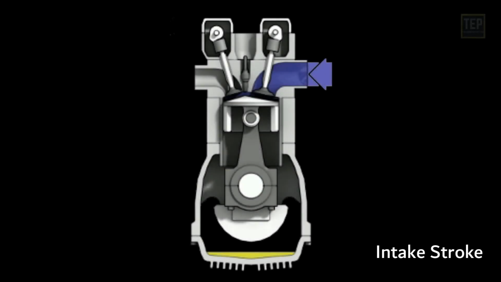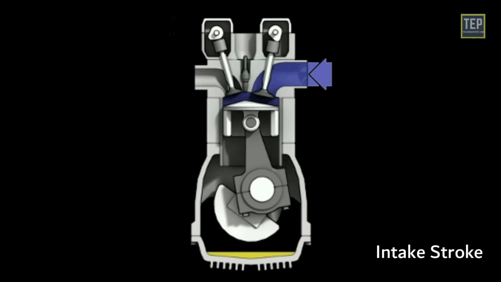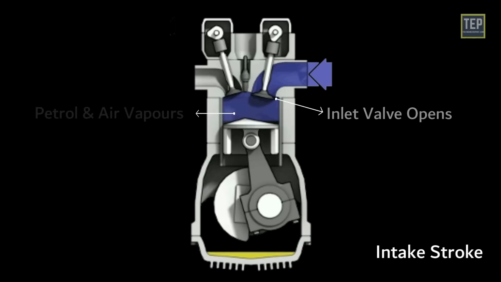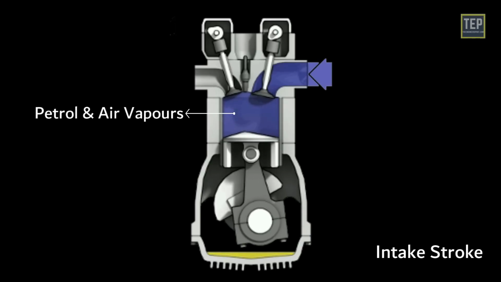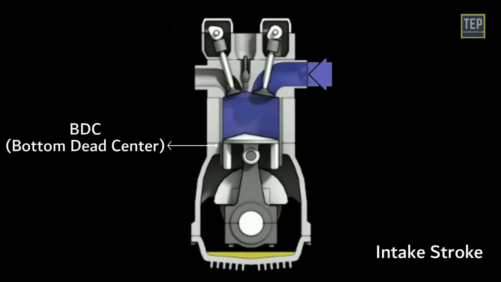Intake stroke. The stroke begins when the piston is at TDC, top dead center. The piston moves downward, and the inlet valve opens. A mixture of petrol and air vapors, mixed proportionally by the carburetor, enters the cylinder and fills the space in the cylinder. The piston reaches its lowest position known as BDC, bottom dead center.